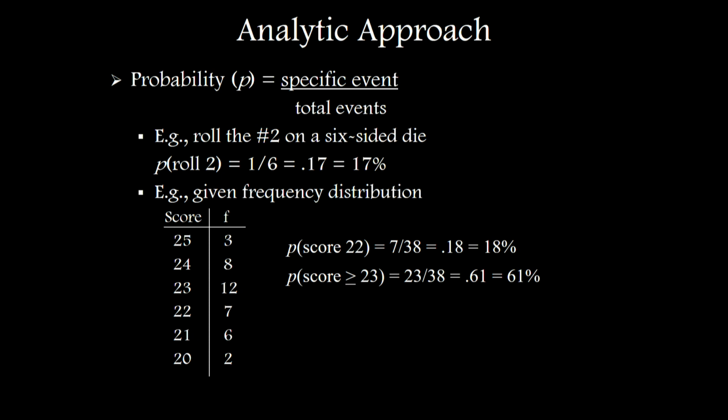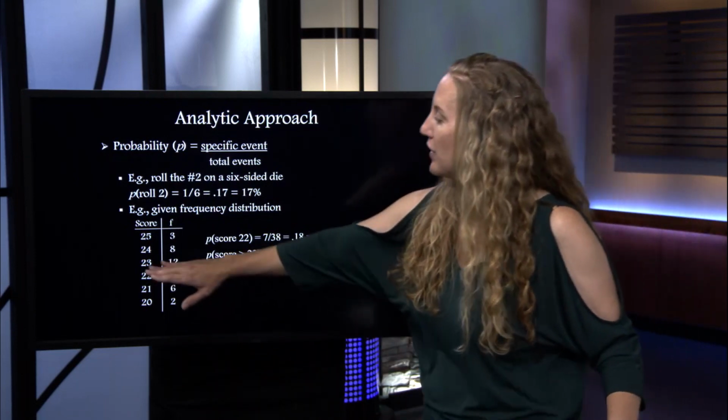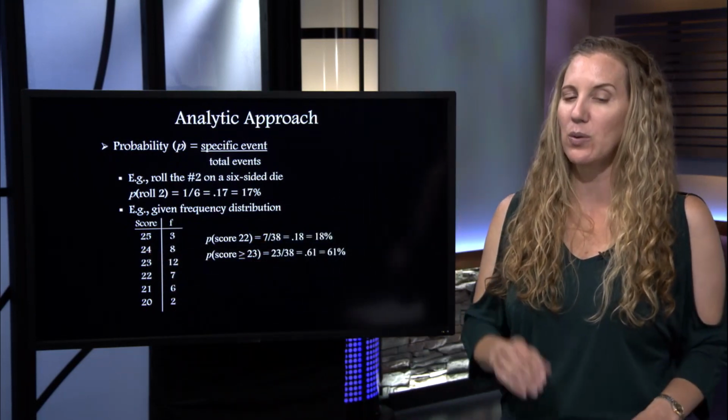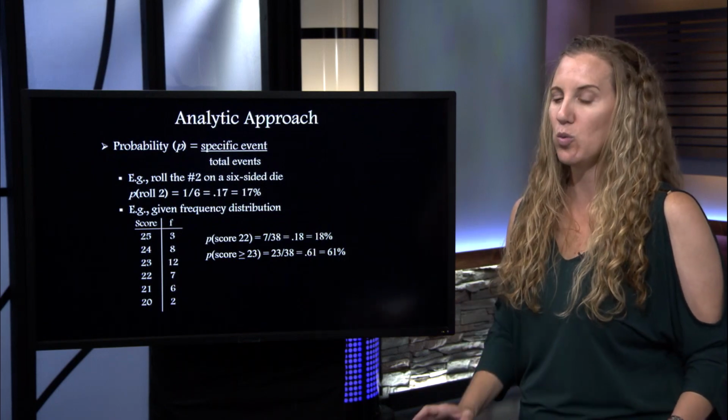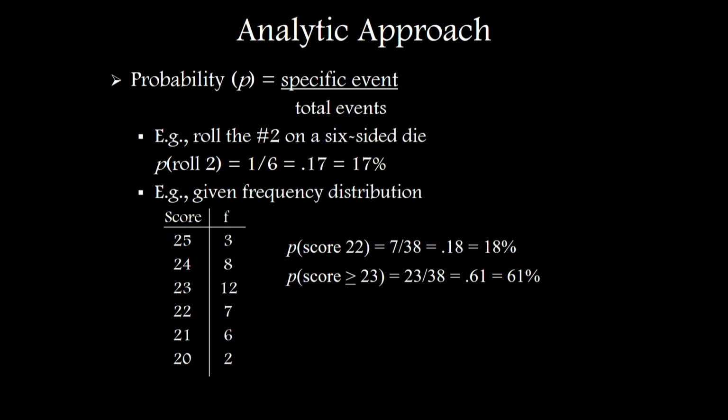How about one more? I want you guys to try this on your own. What is the probability of a score less than 24? So I want you guys to figure out what is the probability of a score less than, not less than and equal to, but less than 24. So once again, you're going to add up all of those numbers less than 24, which would include the scores for 23, 22, 21, and 20. So it would be 12 plus 7 plus 6 plus 2.